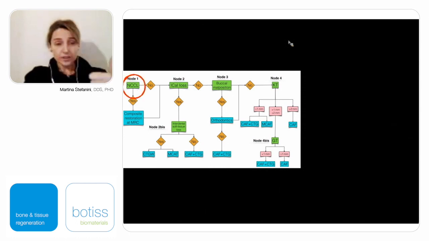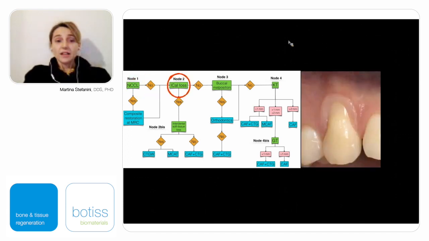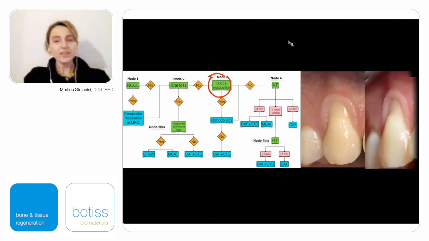So the first anatomic condition that we need to evaluate is at the level of the hard tissue. Then we have to evaluate the interdental callus. And today I'm not going to discuss with you the treatment of Miller class 3 gingival recession, because it's not the topic of today.